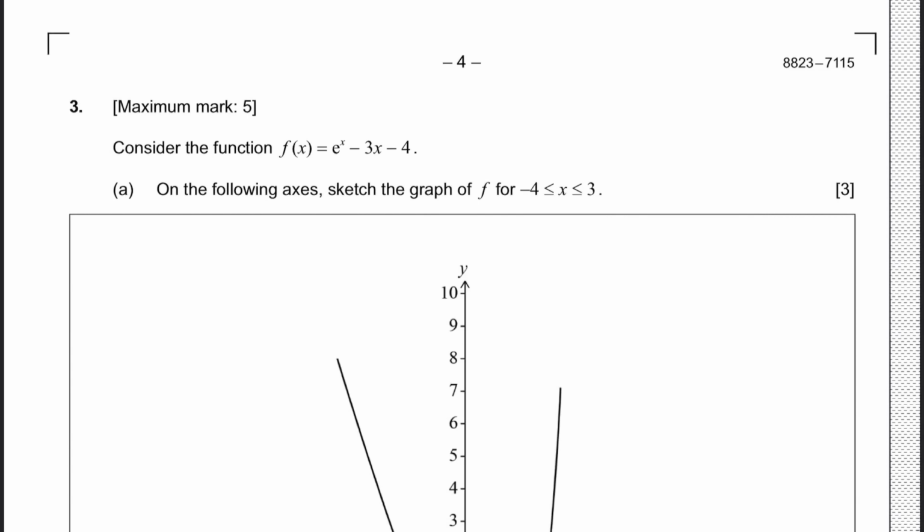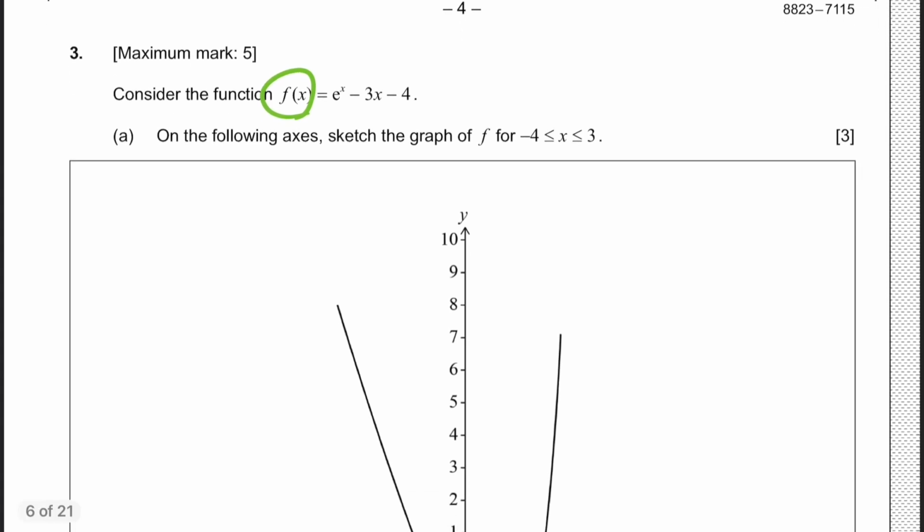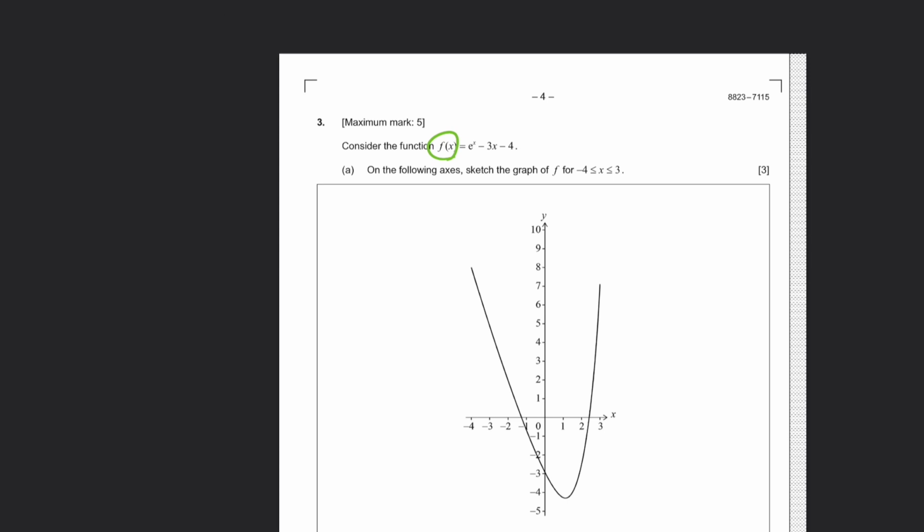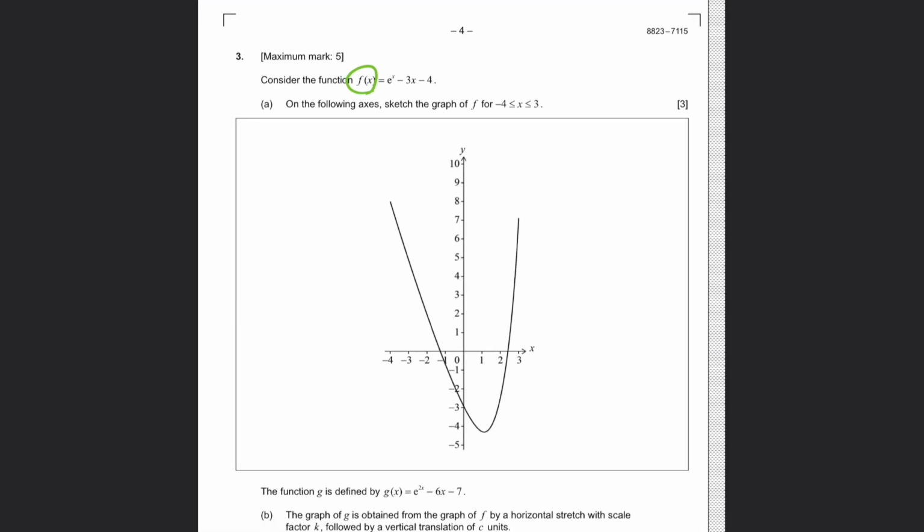In this video, we will be discussing question number 3 and question number 4 of the IB Maths AASL November 2023 Time Zone 2 Paper 2, Section A. So for question number 3, we need to consider a function f of x, and we're going to sketch the graph of the function f for part A of question 3. This is a Paper 2 question, which means we can use the GDC to solve it.